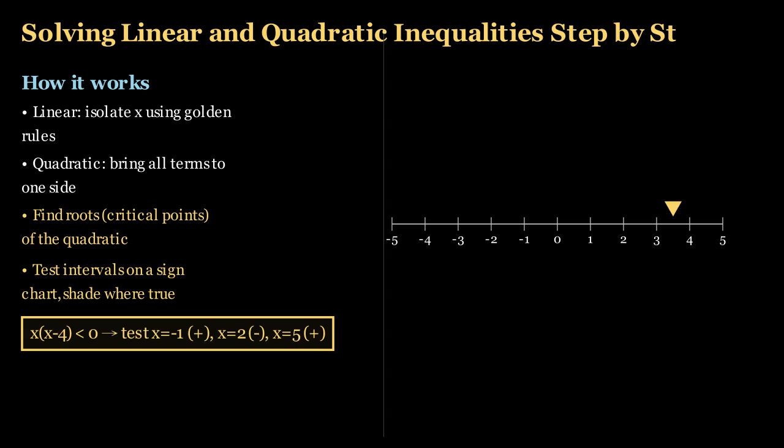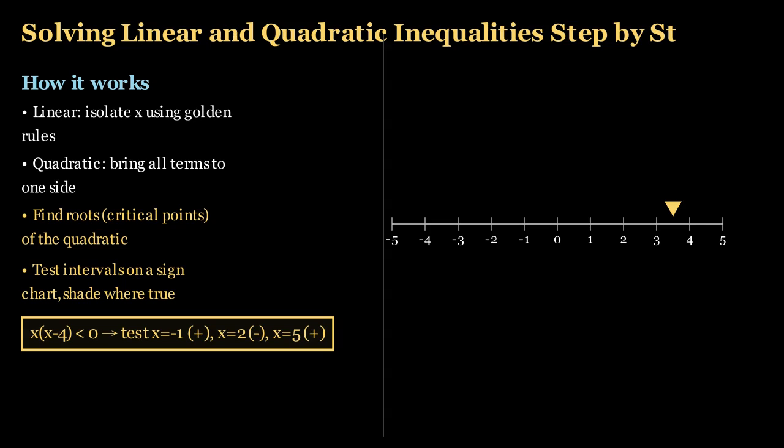Imagine you throw a ball straight up. Its height in meters after t seconds is given by negative 5t squared plus 20t. The question, for how long is the ball more than 15 meters above the ground? We set up the inequality, negative 5t squared plus 20t is greater than 15. First, bring 15 to the left side, negative 5t squared plus 20t minus 15 greater than 0.